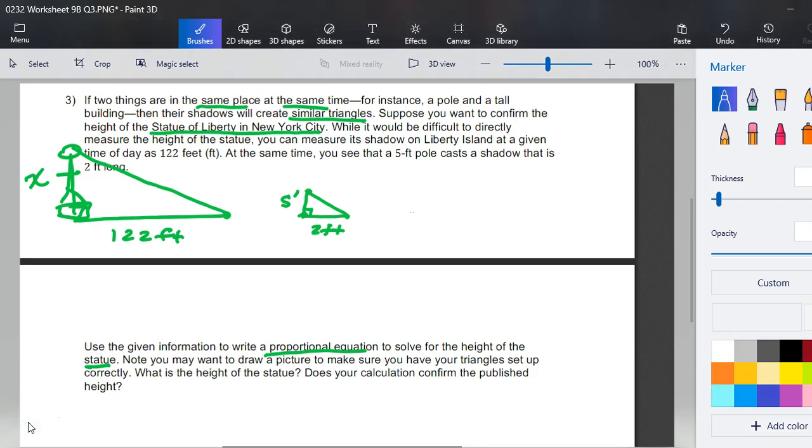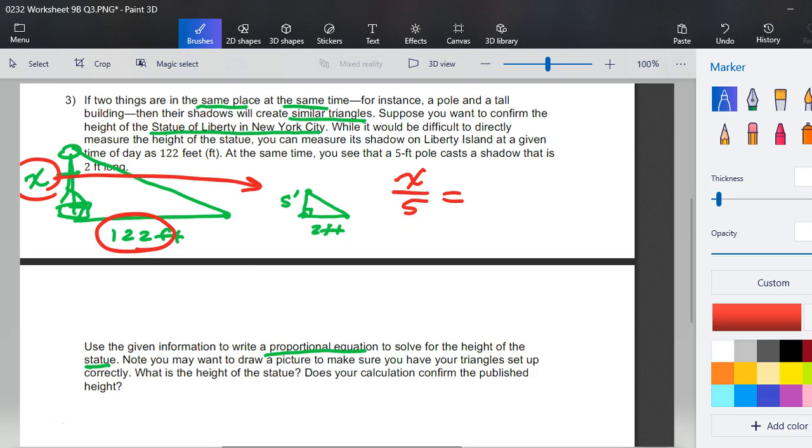So now that we have a drawing, we can set up a proportion. To set up our proportion, I'll go ahead and take the height of the big triangle to the height of the small triangle. And I'll put the shadow of the large triangle to the shadow of the small triangle.